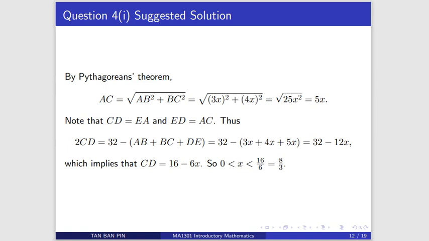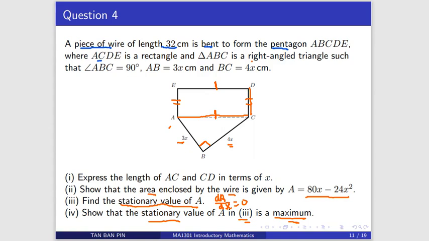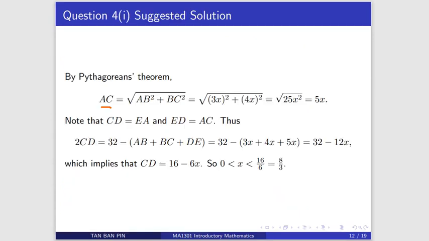You can use Pythagoras theorem to find AC. Remember, you have a right angle triangle, so Pythagoras theorem says AC squared, the hypotenuse, is just (3x) squared plus (4x) squared. So AC is the square root of 9x squared plus 16x squared, which is the square root of 25x squared, so it gives you 5x. So AC is 5x.